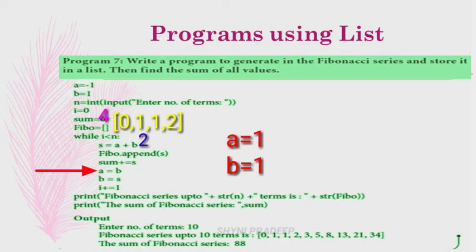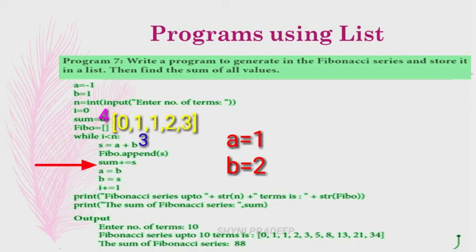A is equal to b. So assign b value to a and assign s value to b. So a is 1, b is 2. Okay. Next, update the I value. So this I becomes 4. So check the condition. 4 is less than 10. This condition is true. Next, see the next line. S is equal to a plus b. So a is 1, b is 2. 1 plus 2 is 3. So 3 will be added in the Fibo list.